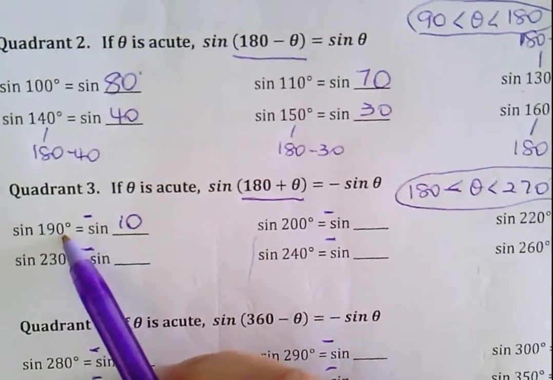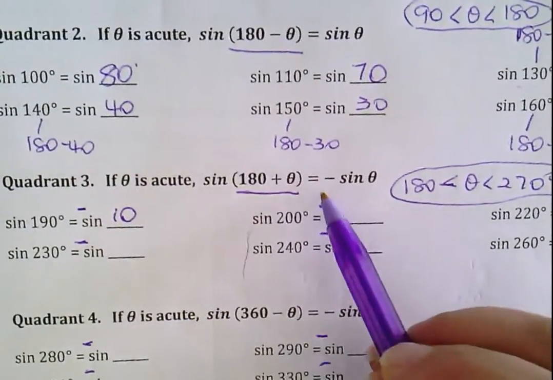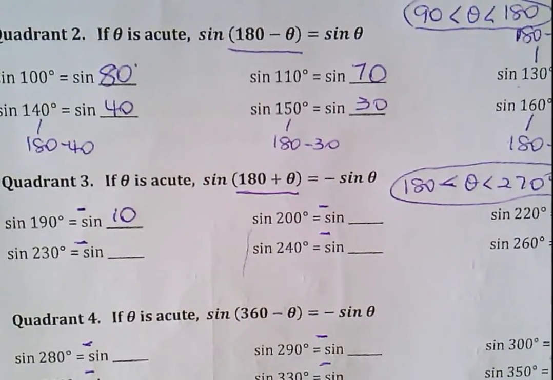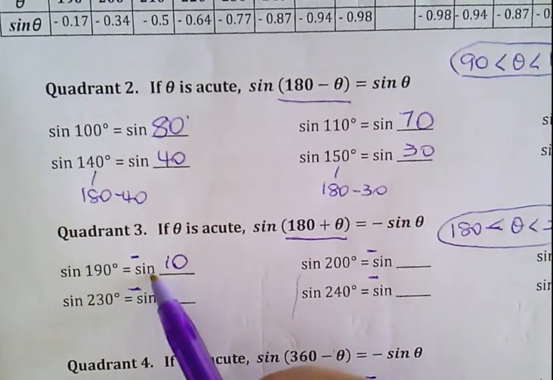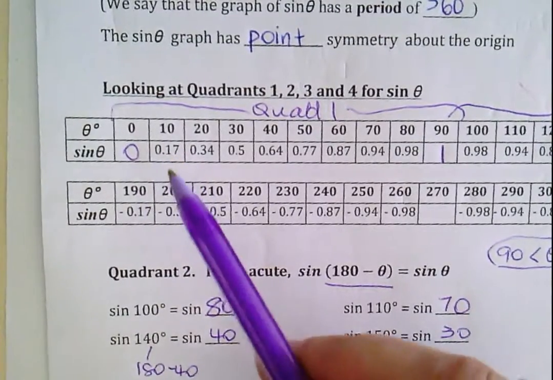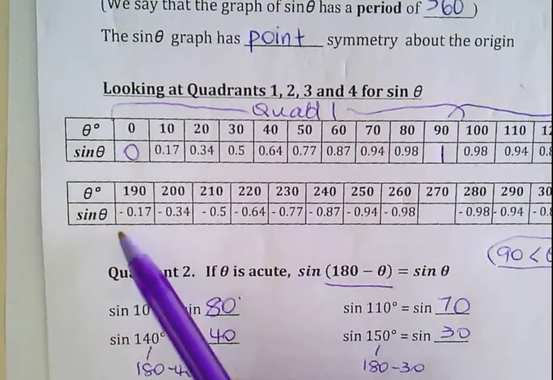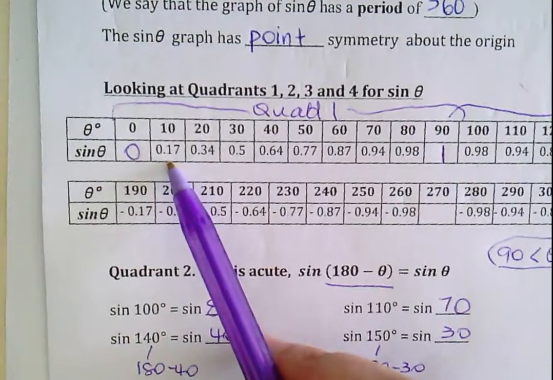So sine of 190 is 180 plus 10. So you write sine 10, but it's negative. If you look at the sine graph, this is telling me it's the same as sine 10 with a negative in front of it. What have we got up here? Sine of 10 is 0.17. Put a negative in front of that, it's negative 0.17. So sine of 190 is negative 0.17. Isn't that the same as negative sine 10? All right.